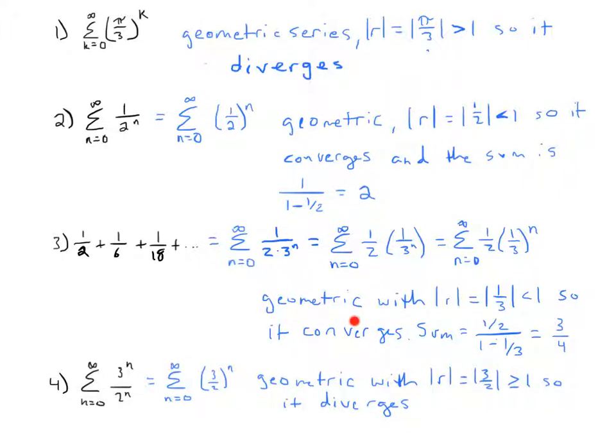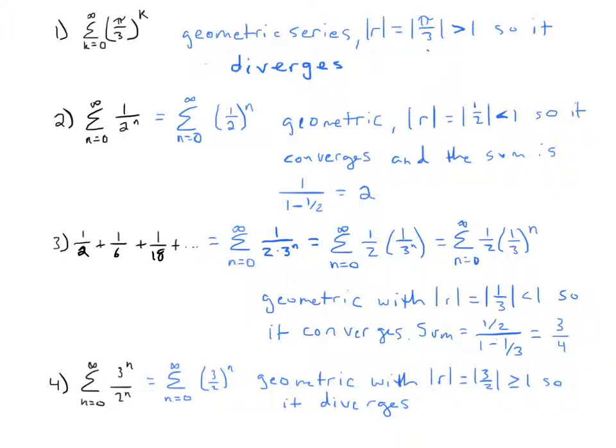So this is geometric. r is equal to 1/3. 1/3 is less than 1, so that means that our series converges, and then the sum is a, which is 1/2, over 1 minus r. Simplifying that, we get 3/4.